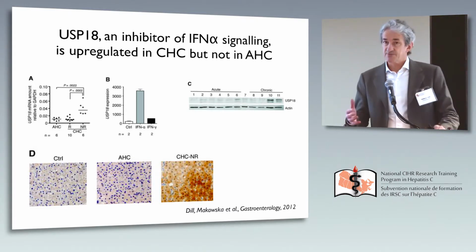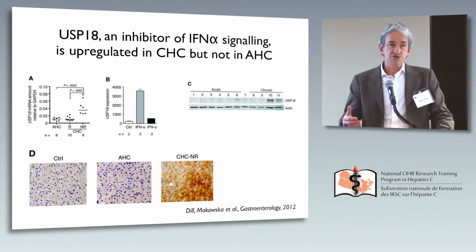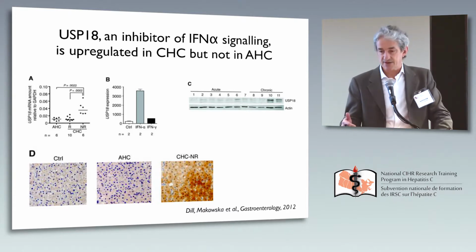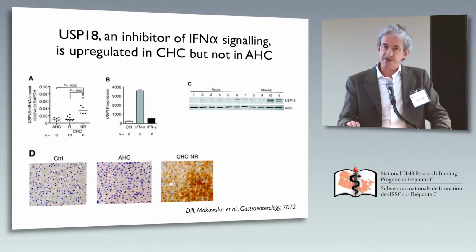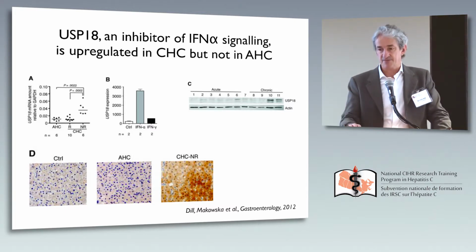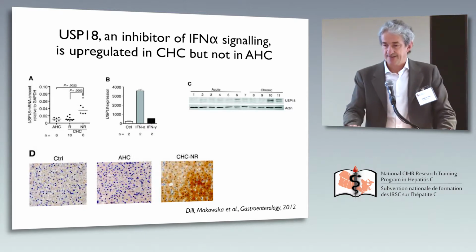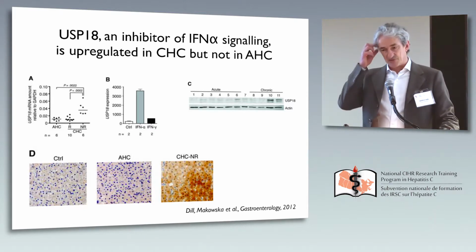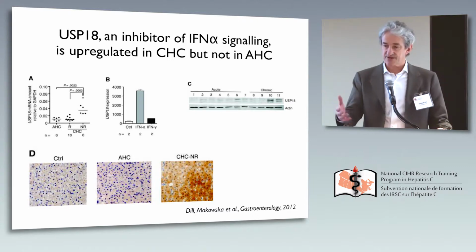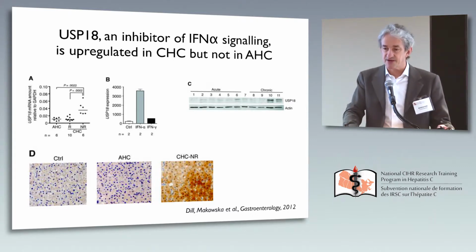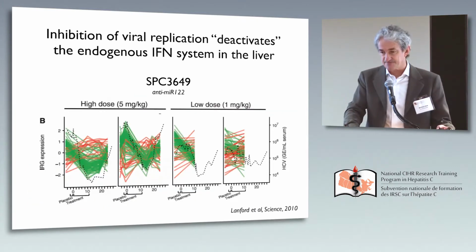So to conclude this, we think the reason why you have such a good response to interferon alpha in acute hepatitis C is because you don't have the upregulation of inhibitors of interferon alpha signaling. One of them is certainly USP18. And in chronic hepatitis C non-responders, the reason that you don't respond is that you have a very strong inhibition of interferon alpha signaling in these cells.